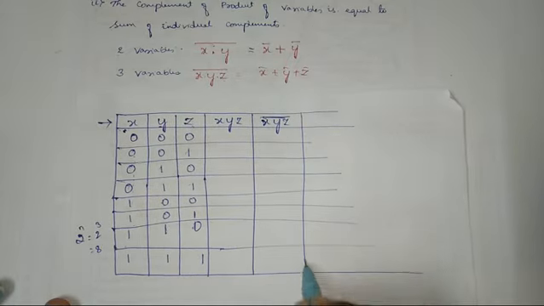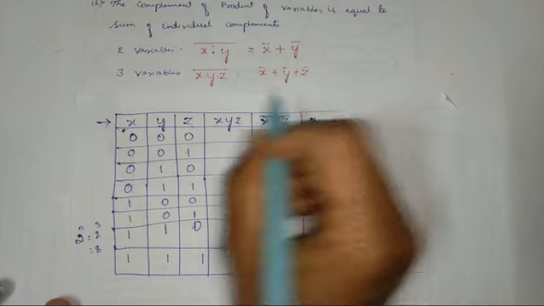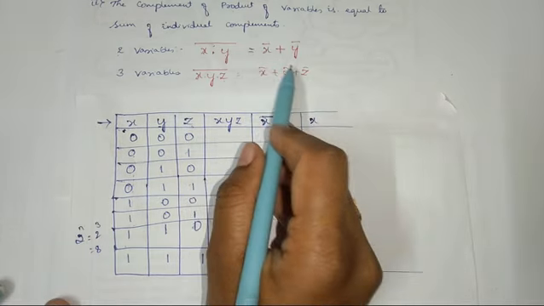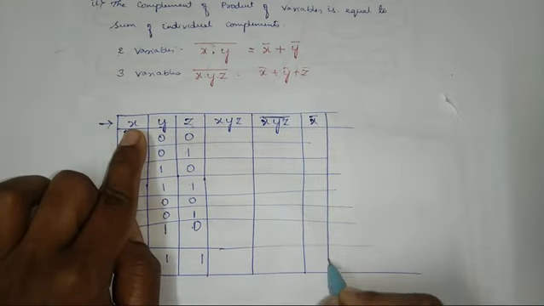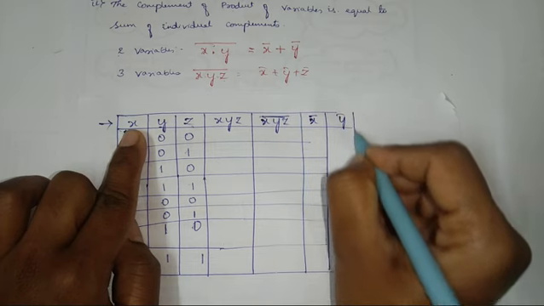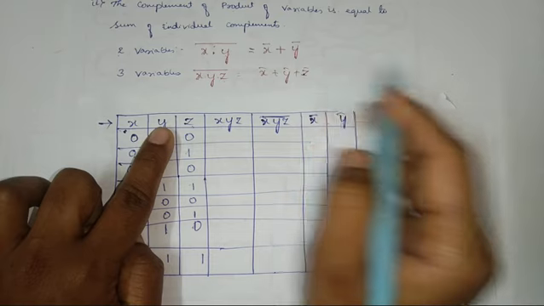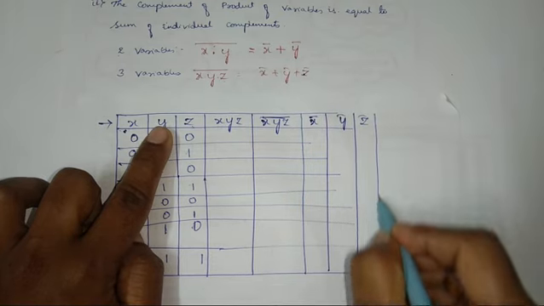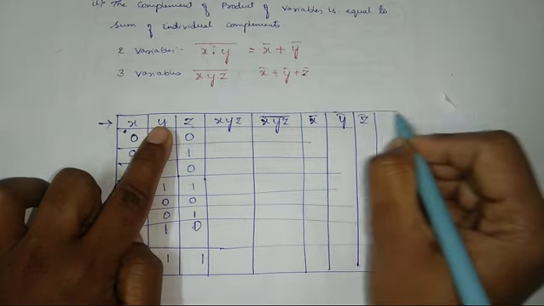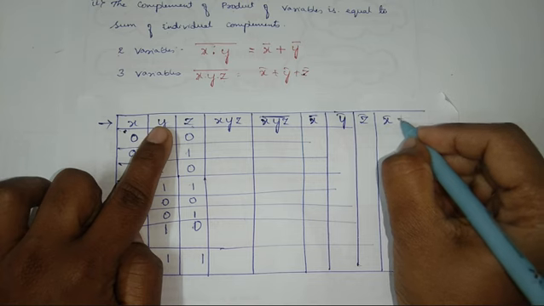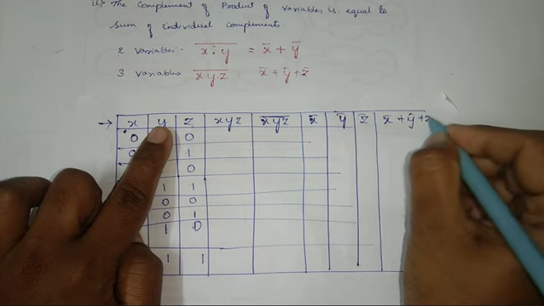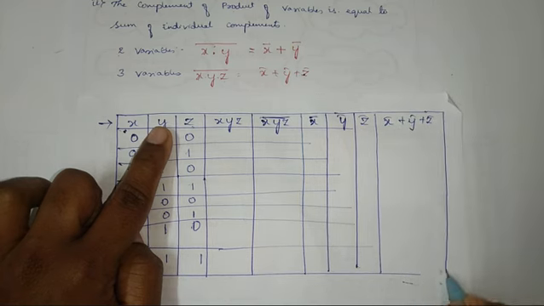Fine. Next values, it is x bar, y bar, z bar. I have here only x, so let us write it x bar. Next value must be y bar. Next is z bar. In the next column operation, what I have to do is perform the OR operation of all these three. So x bar plus y bar plus z bar. Fine.